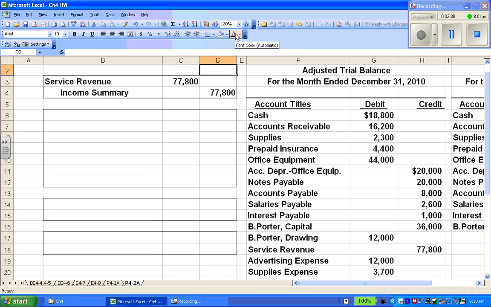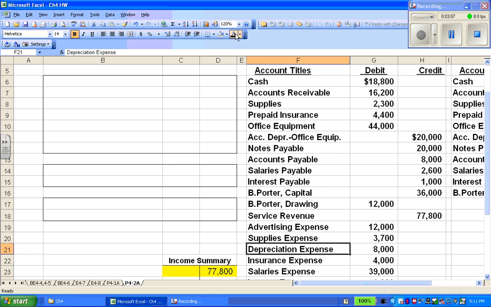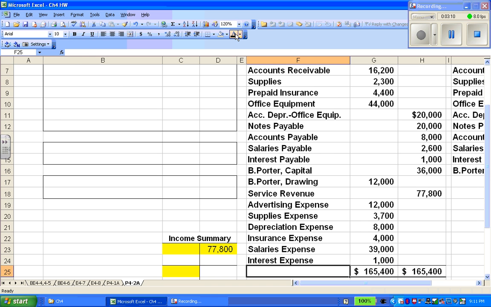All right, so the second closing entry I want to make is the expense accounts. So let me come down over here and look at the account titles. I don't have any prepaid expense. Even if I did, that would be an asset, and assets are permanent accounts. If I look at the titles, here's an expense account. It doesn't say anything about being prepaid. It says advertising expense. I know it's an expense. Supply expense. I know it's an expense. Depreciation, insurance, salaries, interest. They are all expense accounts. So I'm going to close them out.